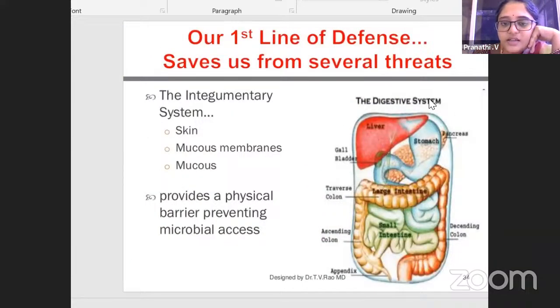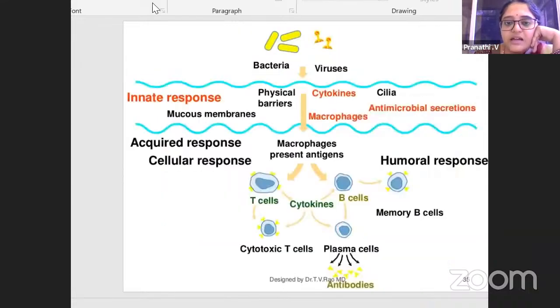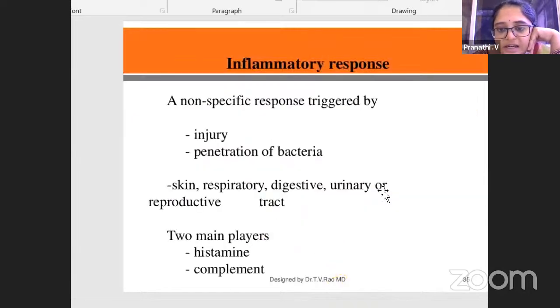And as you see, the first line of defense helps us a lot in the first place. With bacteria and viruses, the innate response is going to be higher. Then afterwards, if this physical barrier is not helpful, that is when the cells of the immune system, your T cells, B cells, cytokines, or memory cells, are activated. And then of course, we have an inflammatory response everywhere, and the histamines and the complement system get activated.